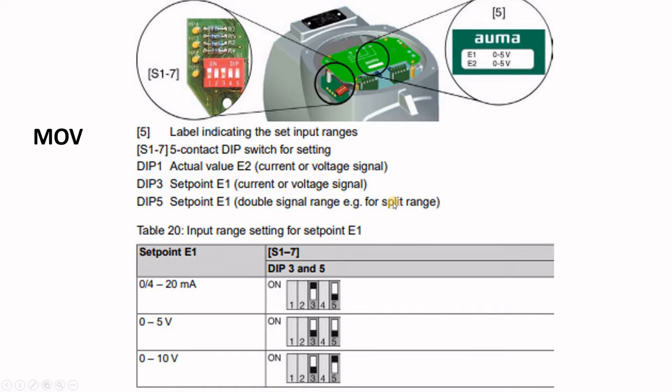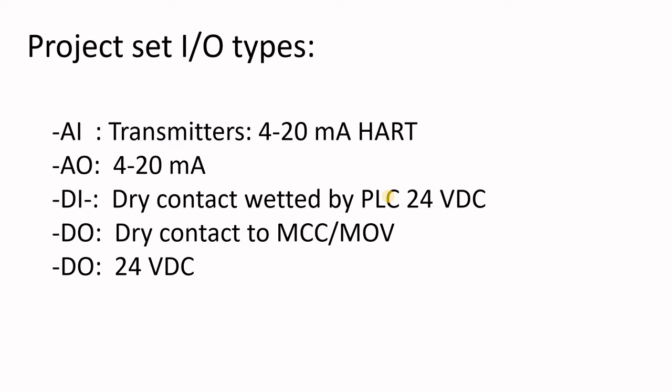Look at your MOV data, or the instruction manual for your transmitter or your solenoid. This will give you an idea of what the form of your input or output is, or your power requirement.